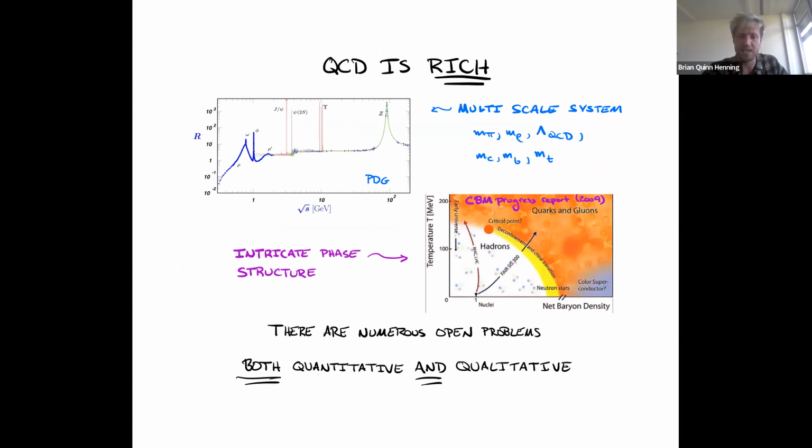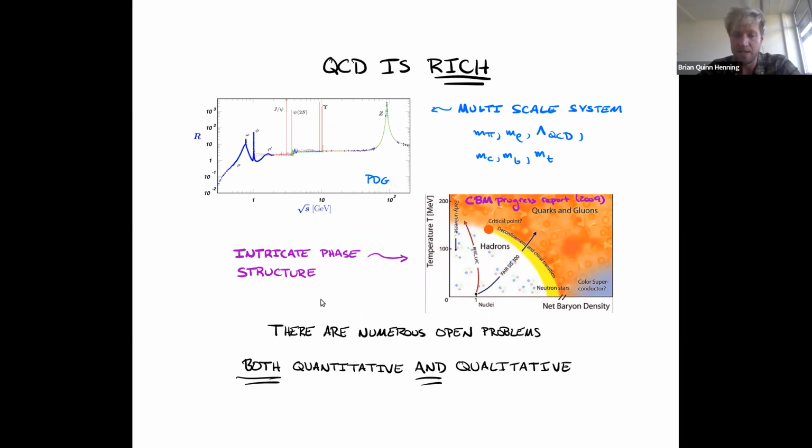Like I said, QCD is a wild theory. It's super rich. It's a multi-scale problem. There's intricate phase structure, so we don't know what happens at high density and high temperatures. And there are various phase transitions, or crossovers, that could be relevant for the early universe. It'd be very nice to be able to explore this.